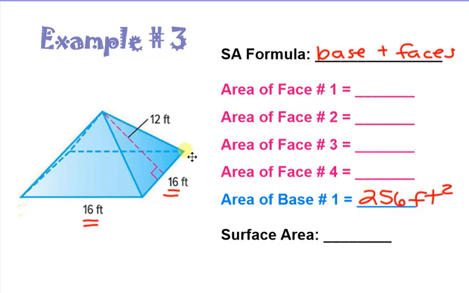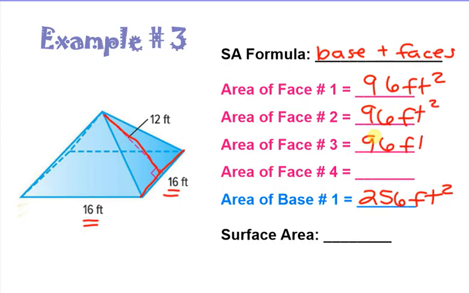Here I have my slant height. So I have a base of 16 and a slant height of 12. So 16 times 12 times 0.5, or if you like to do divided by 2, that's fine. So 96 feet squared. And I know that they're all going to be the same because the bottom is a square. And now I just need to go ahead and add them all together. And you should get 640 feet squared.